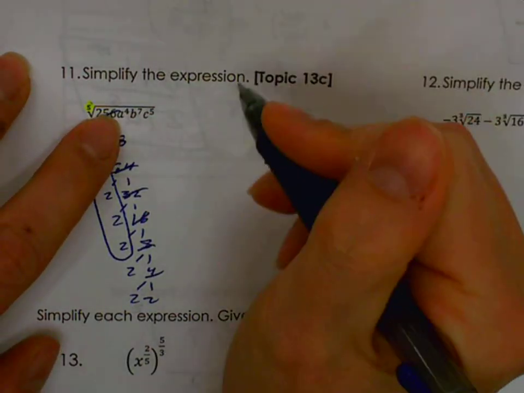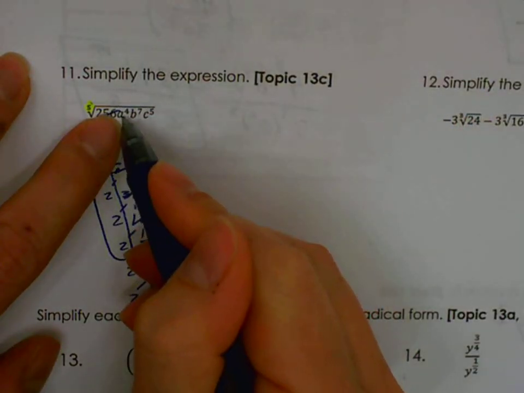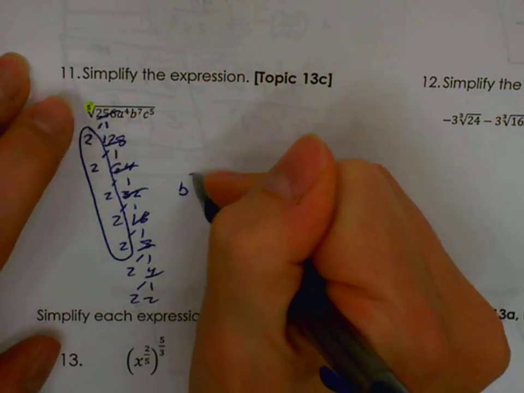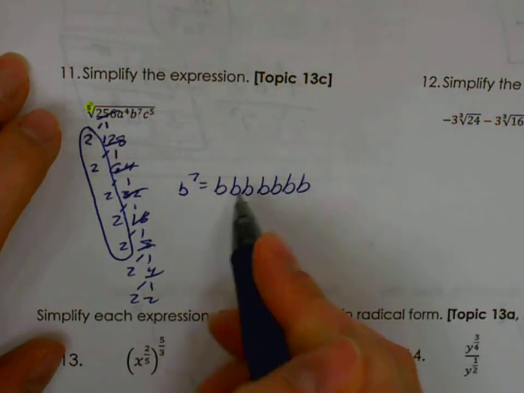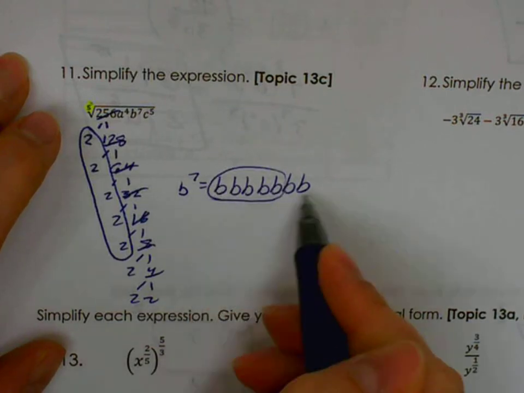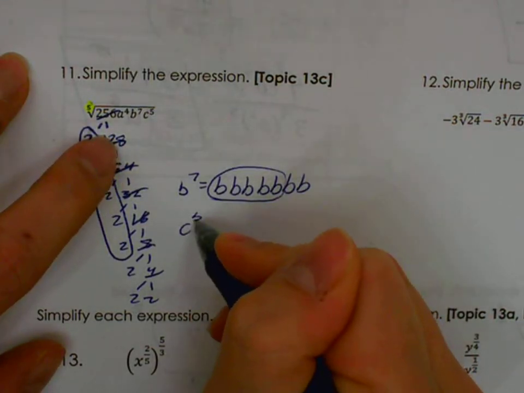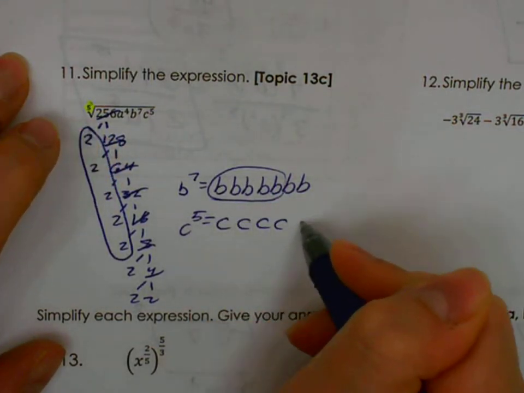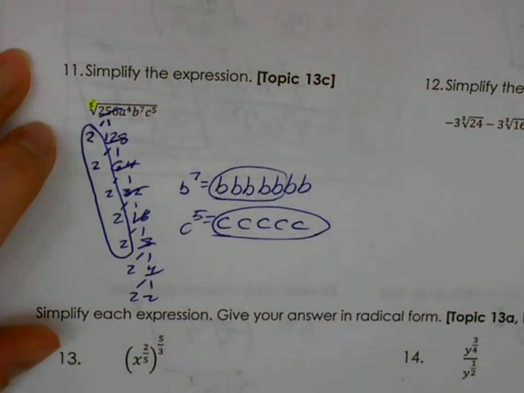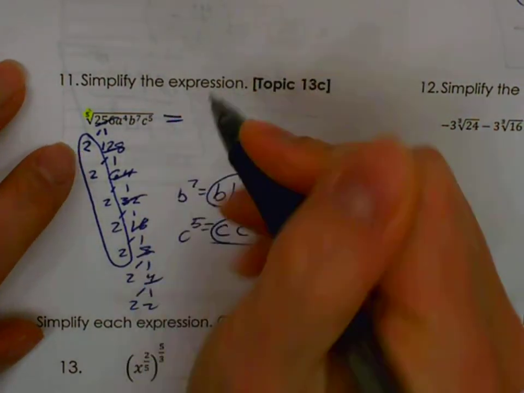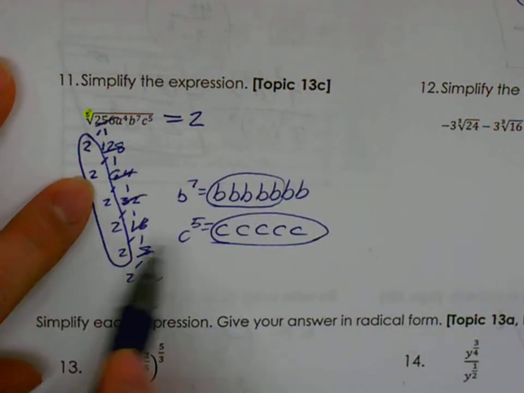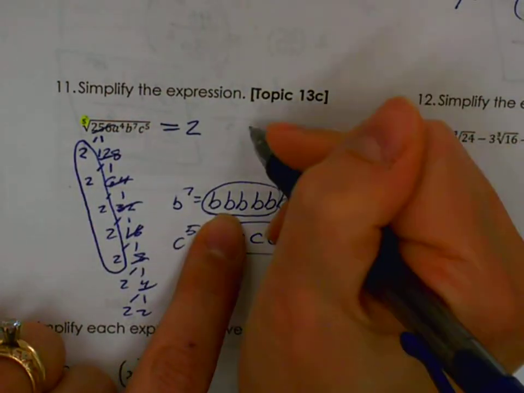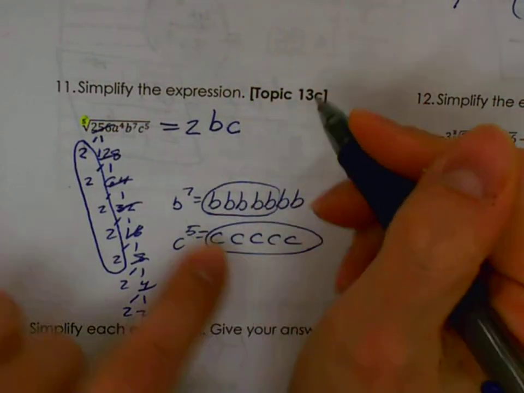Now, I can't make any groups of 5 if I only have 4 of something, but b to the 7th is 1, 2, 3, 4, 5, 6, 7. I can make one group of 5 with 2 leftovers, and of course c to the 5 is c, c, c, c, c, and I can make one group of 5. So here's what's coming out. I have a 2 from here that's coming out, because I made one group of 5. I have a b that's coming out from my group of 5, and a c that's coming out.